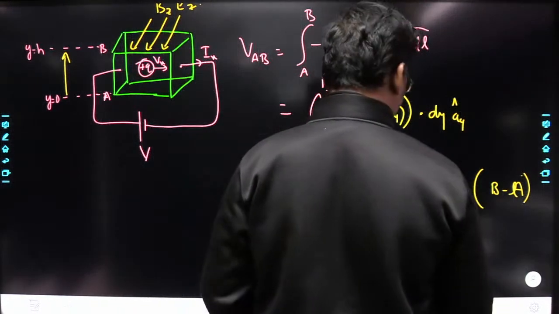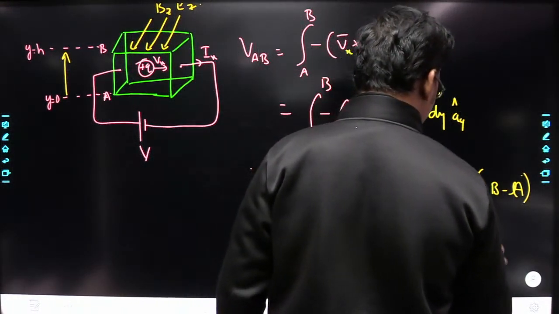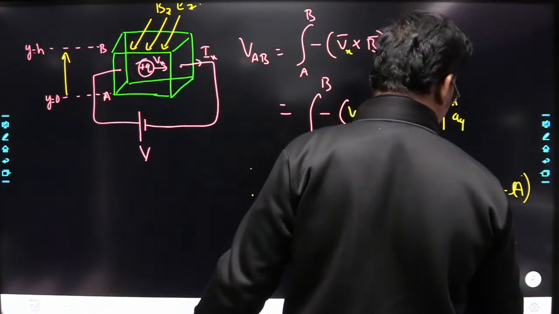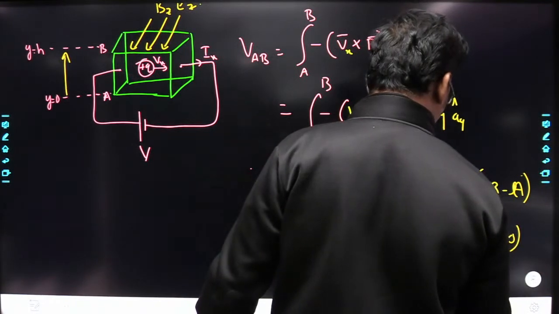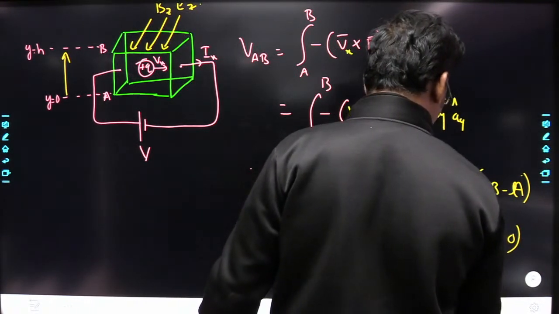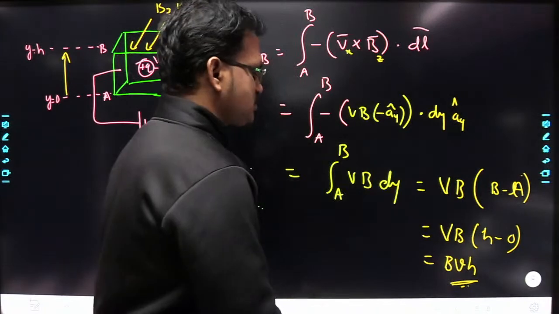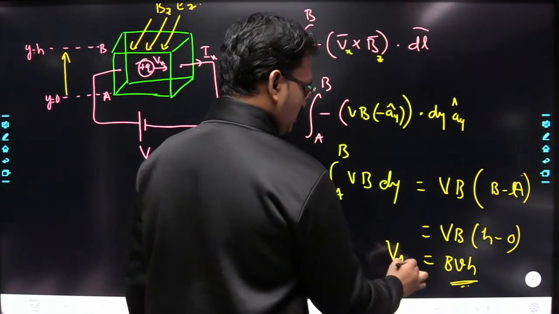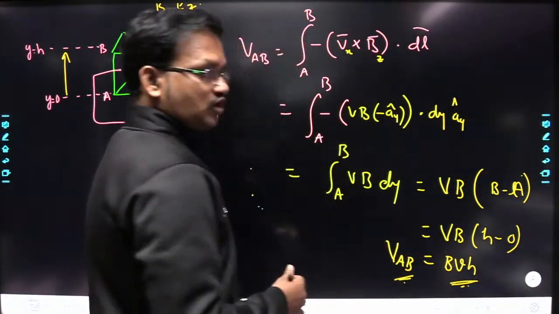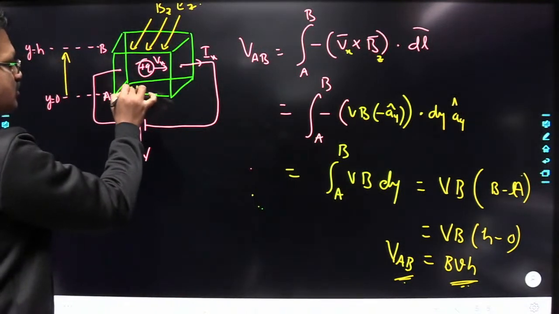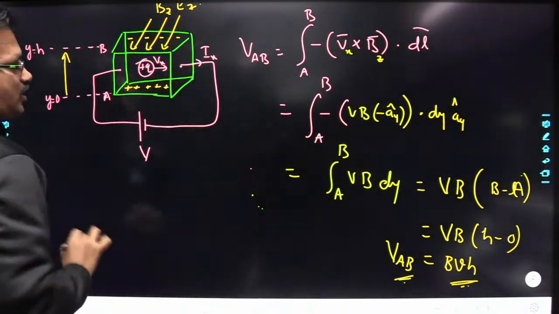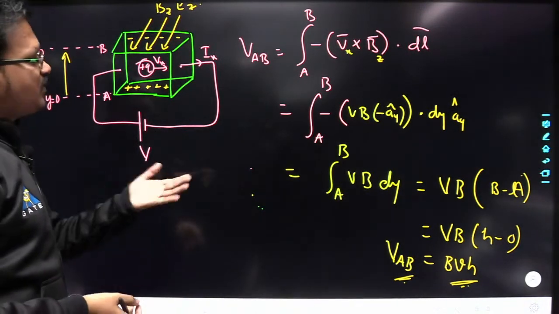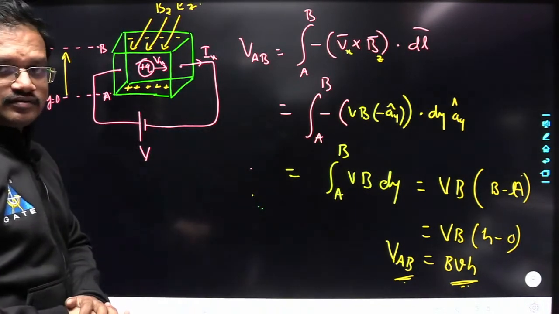At B the value is h, and at A it is 0. So what you are getting is B into v into h. This is nothing but VAB. So we are getting VAB as positive. That means here it must be plus, and here it must be negative. This is for p type. In this manner we can easily analyze it.